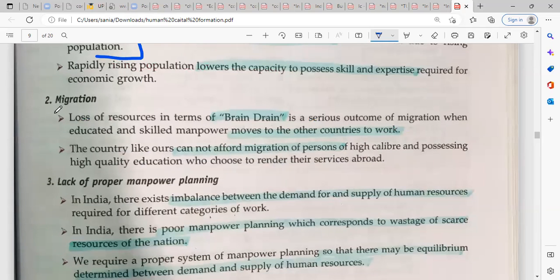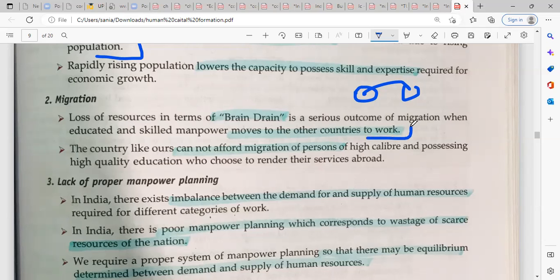Then migration. So migration is basically what is happening over here. See, right now, there is loss of resource in terms of brain drain. I am teaching you over here, you're taking education from here, but you are working somewhere else. Why am I educating you? Because somewhere you will be working as capital formation for our country. But now because of good employment opportunities and everything, people are shifting. Right. So that is also a basic problem. The loss of resource in terms of brain drain is a serious outcome of migration, where educated and skilled manpower moves to other countries to work.